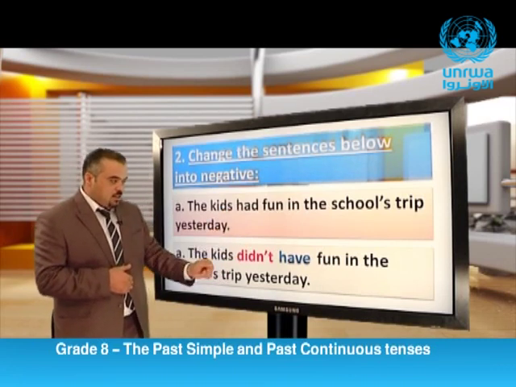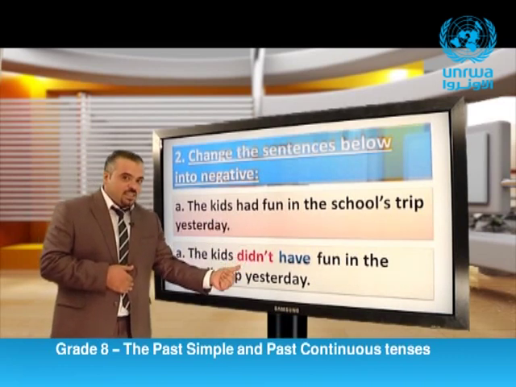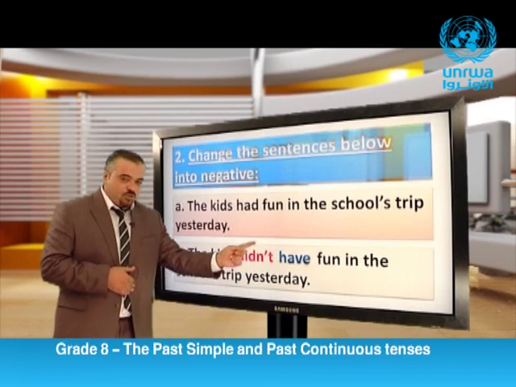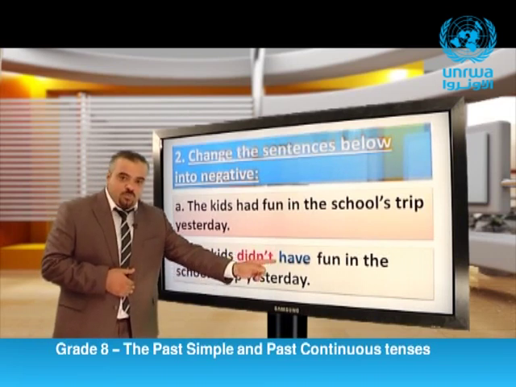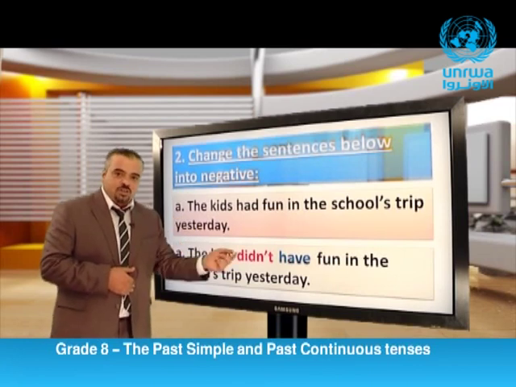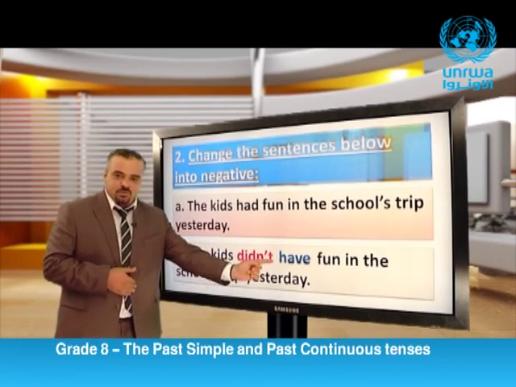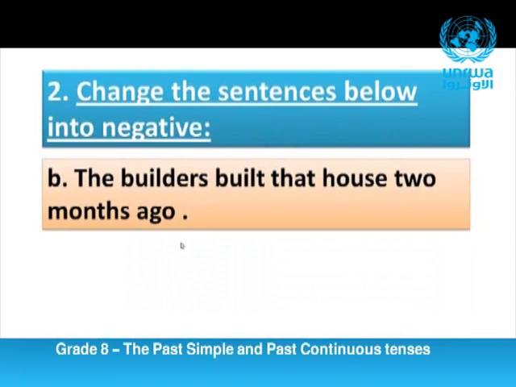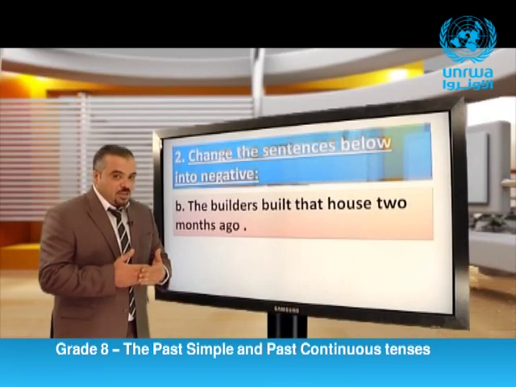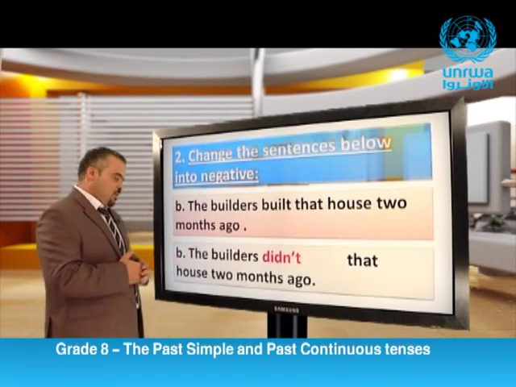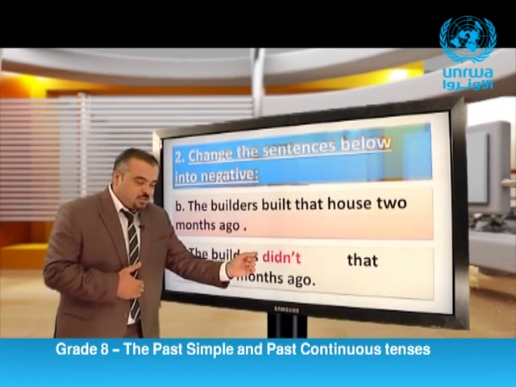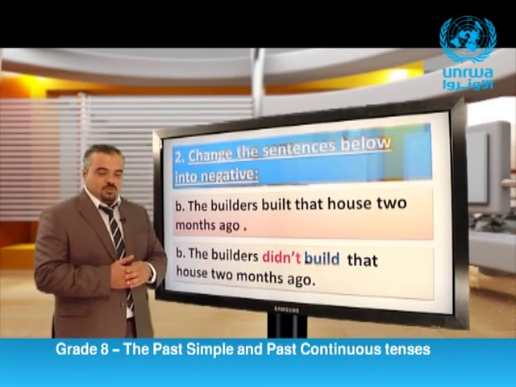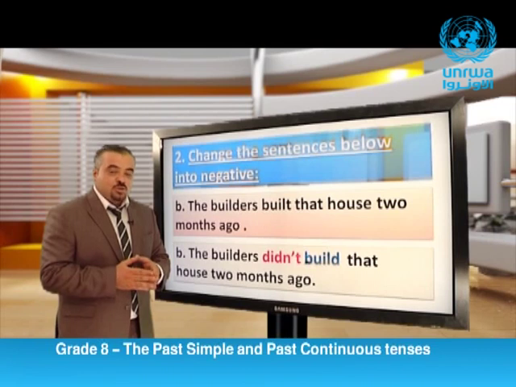Look here, had became have, preceded by didn't. Because after the negative not, لأنه بعد النفي not, the verb returns to its first form. يرجع الفعل إلى شكله الأول. Didn't have. Let's move to sentence B. The builders built that house 2 months ago. Okay, who can help me negate the sentence? Well done. The builders didn't build that house 2 months ago.